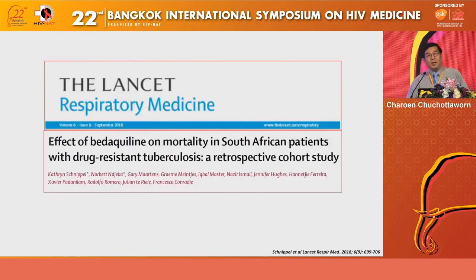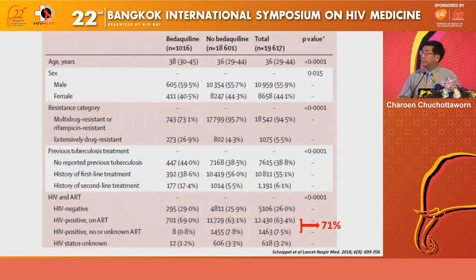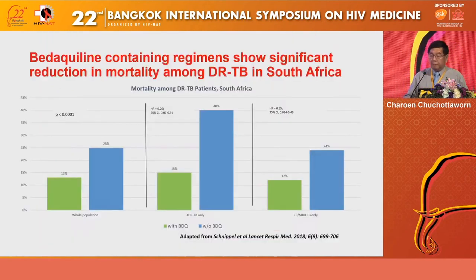For the HIV doctors, I would like to ask you to look at this paper, published in Lancet Respiratory Medicine 2018. Here, 21% of the patients in South Africa were HIV positive. Look at the mortality rate. Patients received BDQ and without BDQ. With the BDQ in MDR, you can reduce the mortality by half.